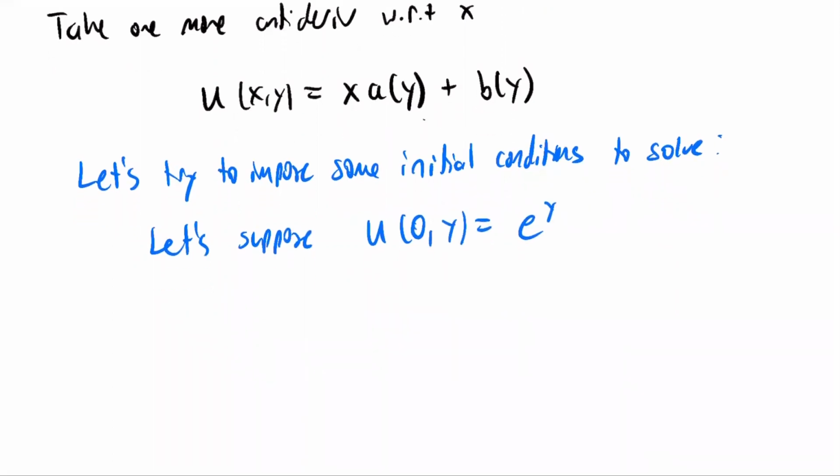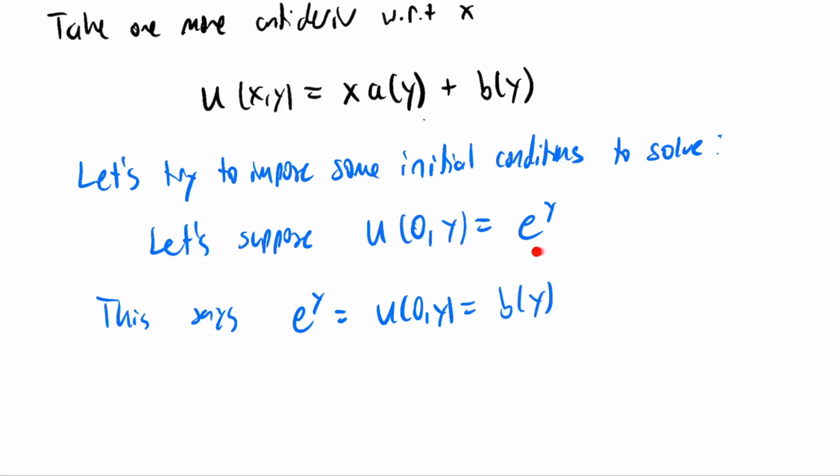Well, what does this tell us? This says that, well, if I plug this into the equation up here, I'm going to plug in x equals 0. When I plug in x equals 0, the term involving a will vanish, right? So this says that e to the y is equal to u of 0 comma y. And now if I plug in x equals 0, the first term vanishes and I just get b of y.